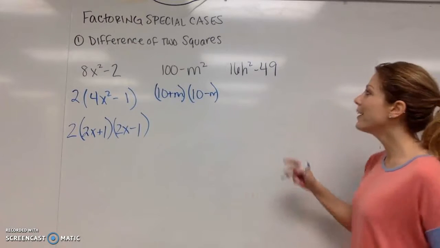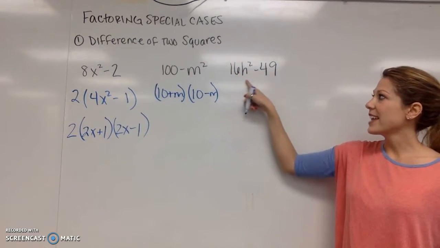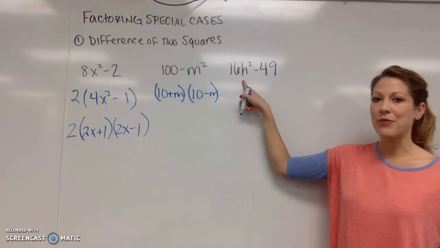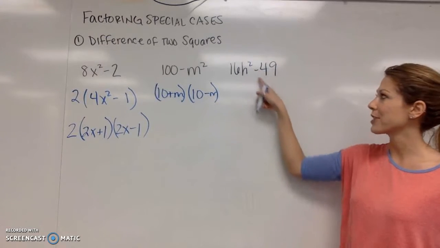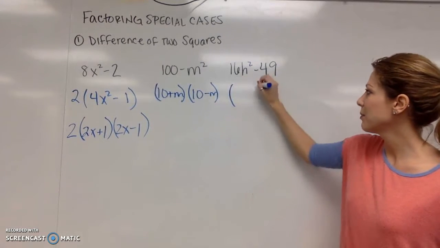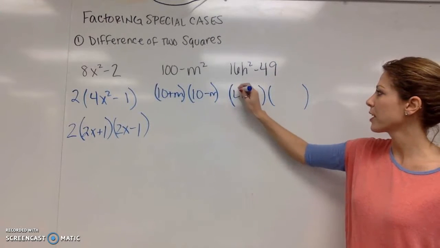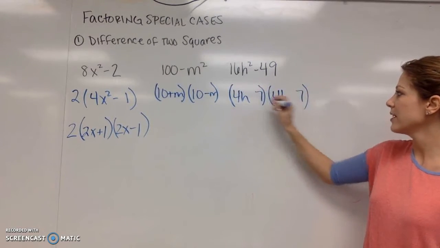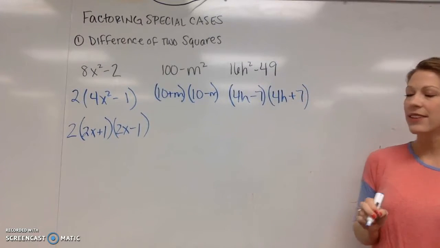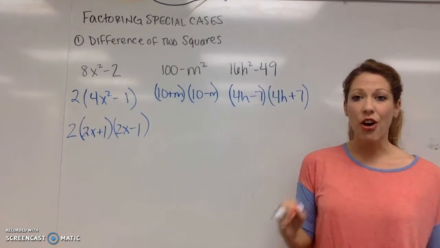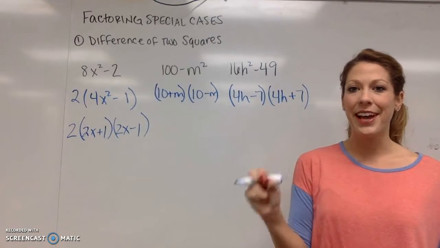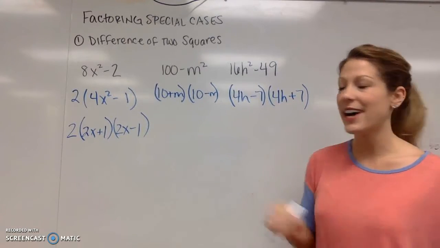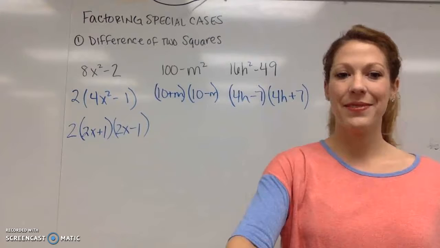Okay, one more example. The square root of 16h squared would be 4h. The square root of 49 is 7. So we'll set those up the same way. We have 4h and 4h, 7 and 7. One needs to be positive and one needs to be negative. And again, you can always check your work by FOILing it out and making sure that your middle terms cancel out and you get what you started with.